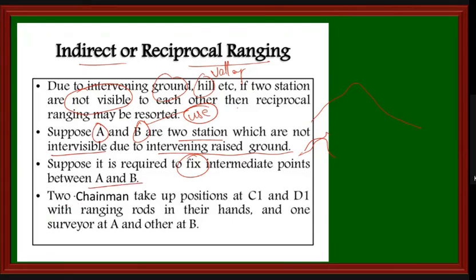Here we need two chainmen. Two chainmen take up positions called C1 and D1 with a ranging rod in their hands, and one surveyor at A and another surveyor at B. How many persons do we need? We need four persons, that is two chainmen and two surveyors.